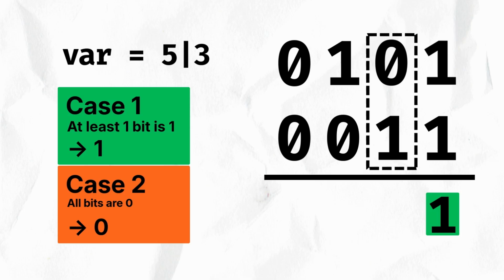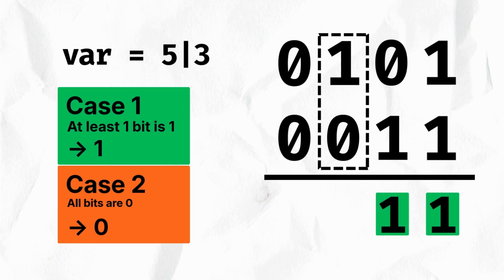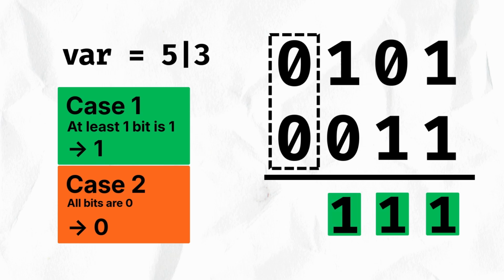For the next bit, as there's at least one 1, that's case 1. Thus, the resulting bit is 1. For the third bit, as at least one bit is 1, that is case 1. Thus, the resulting bit is 1. For the largest bit, as all bits are 0, that is case 2. Thus, the resulting bit is 0.